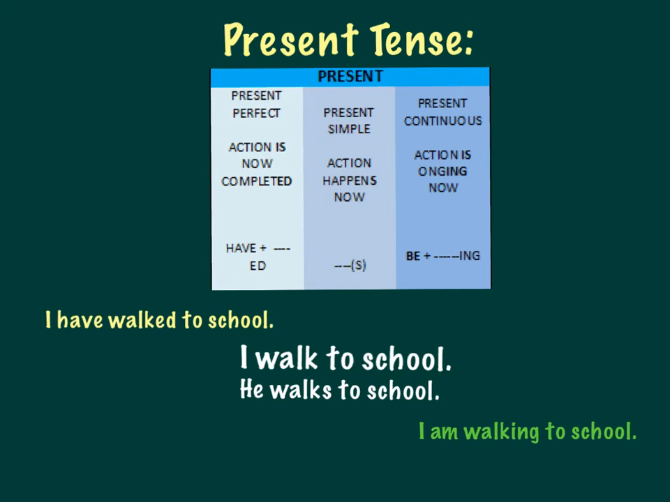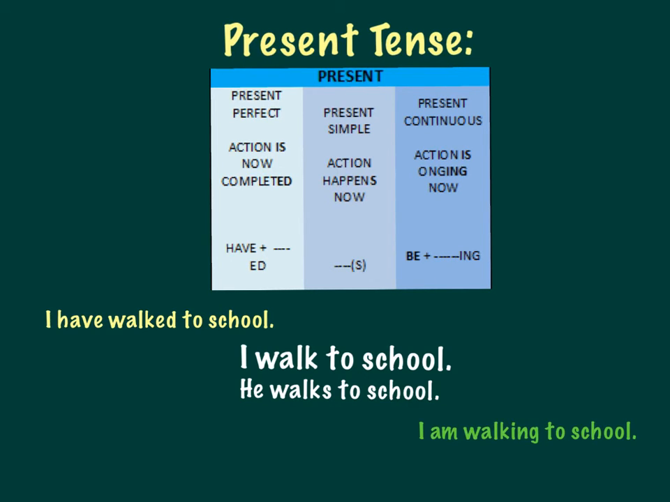We also have present simple. This is showing that the action happens now. An example of a sentence with this is I walk to school. For third person present simple singular, we add an S. You can learn more about this in our subject-verb agreement video and task. However, an example of this is he walks to school. Notice the S that's added to your main verb.